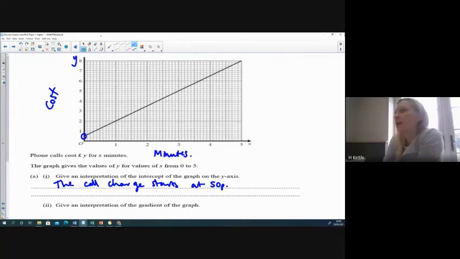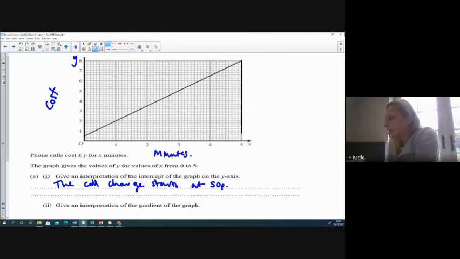What's an interpretation of the gradient? Well, we haven't been asked to work out the gradient, but let's just do it anyway. To work out the gradient of a graph, we need to make a triangle and do rise divided by run. And you can make the triangle as big as you want. Let's just go to here, because that's quite a nice coordinate. Let's just make a triangle all the way down to that initial place. Why not? And then we'll do the rise divided by the run.